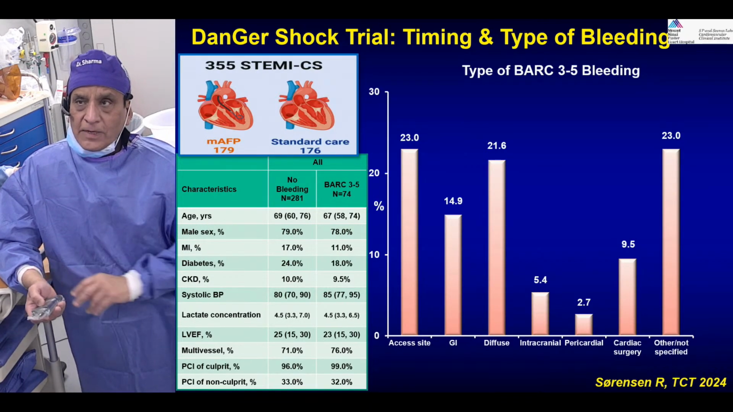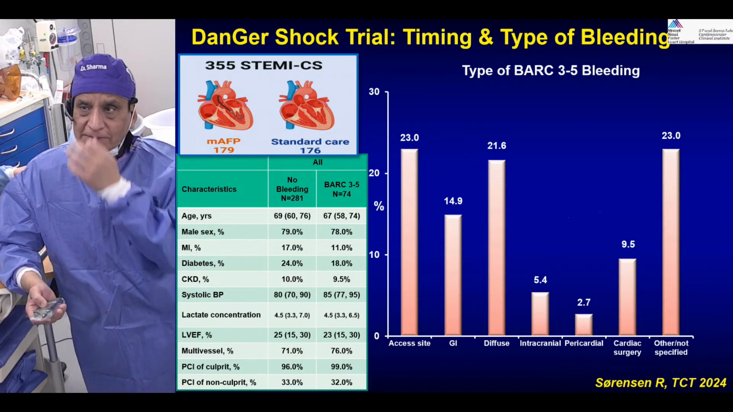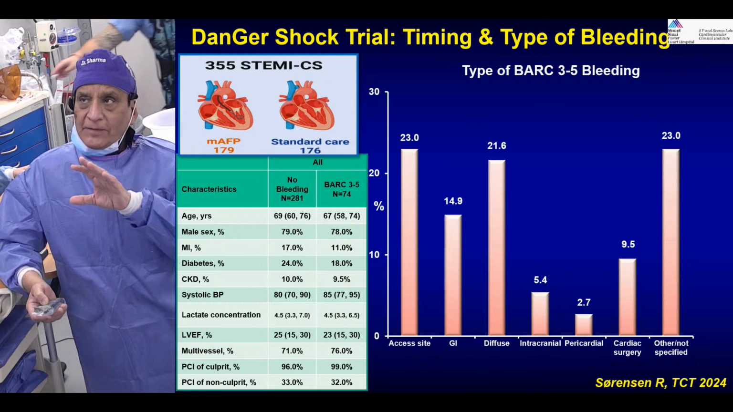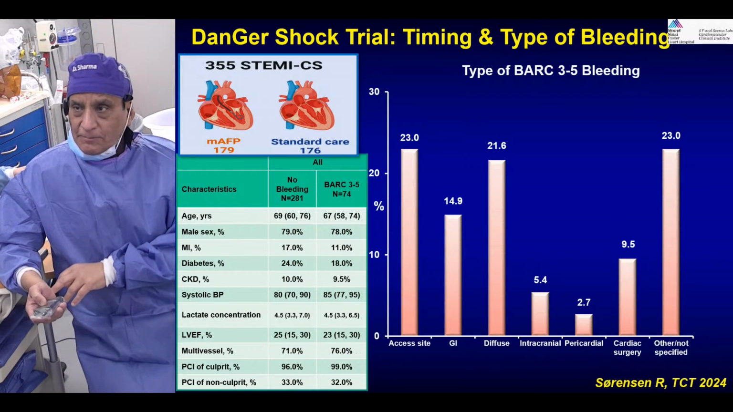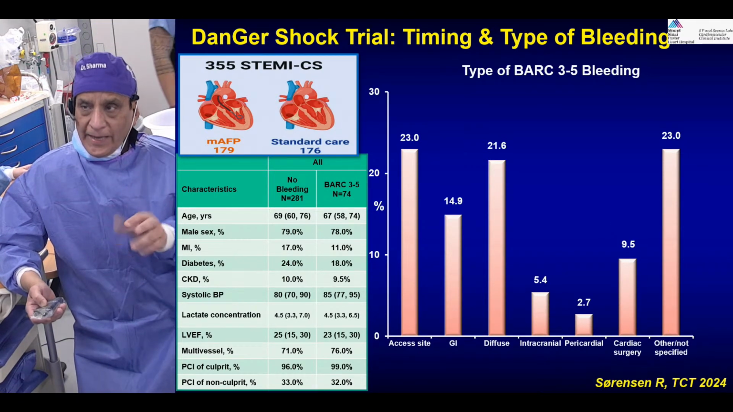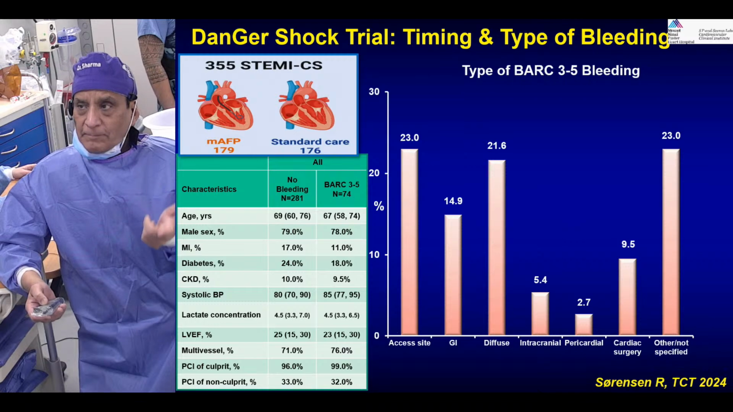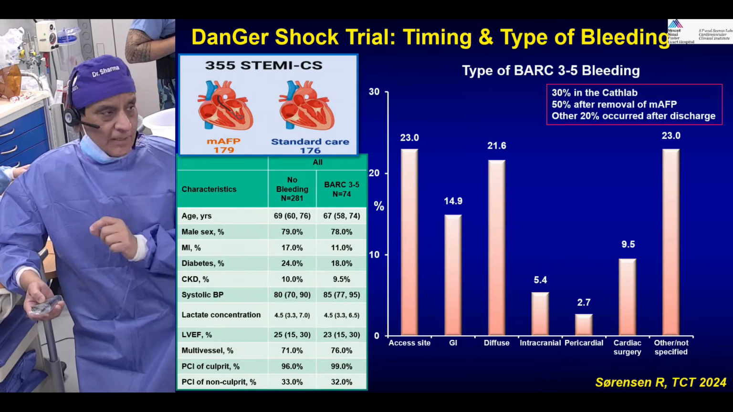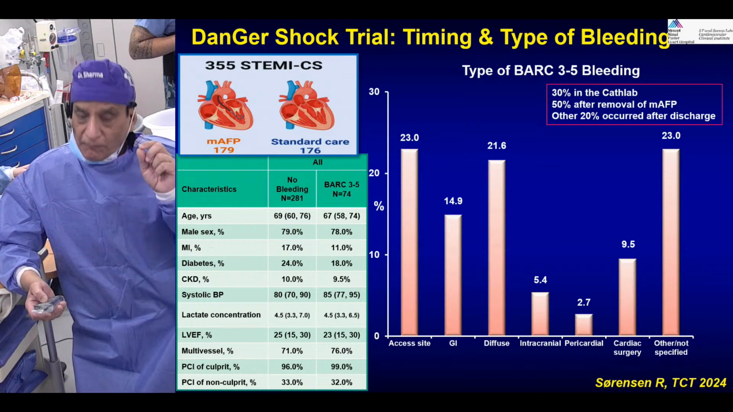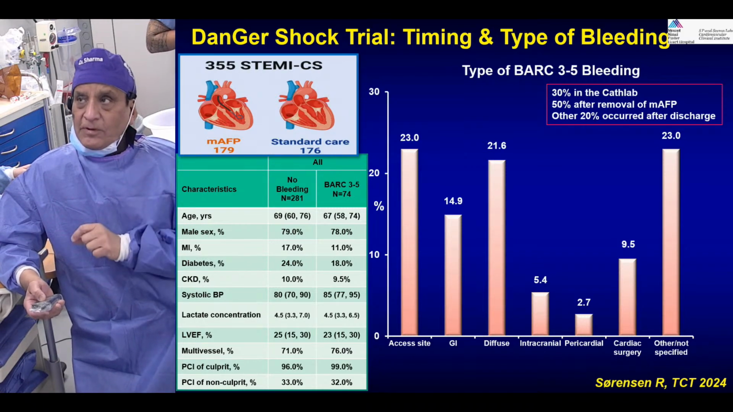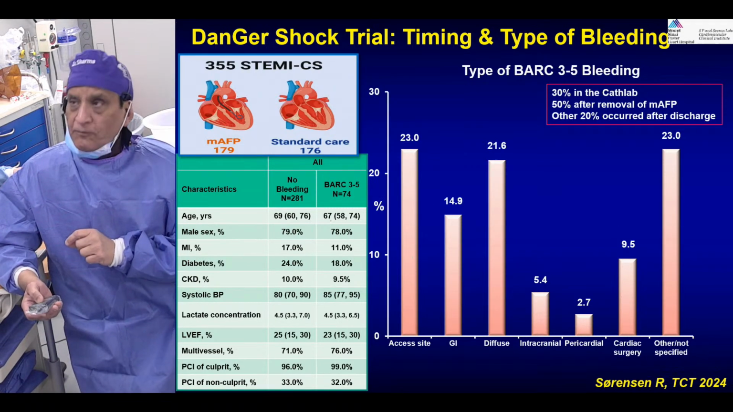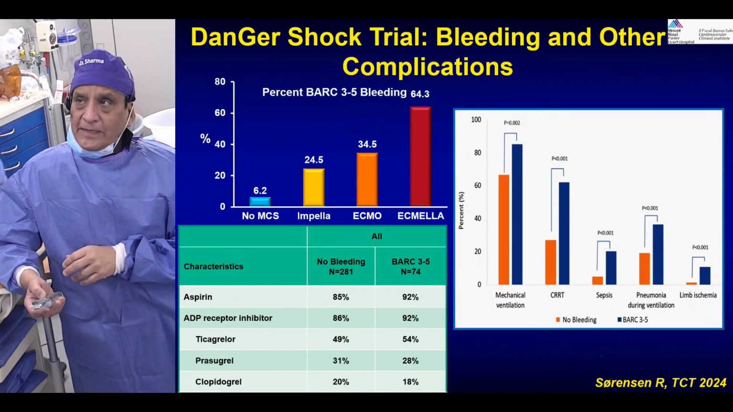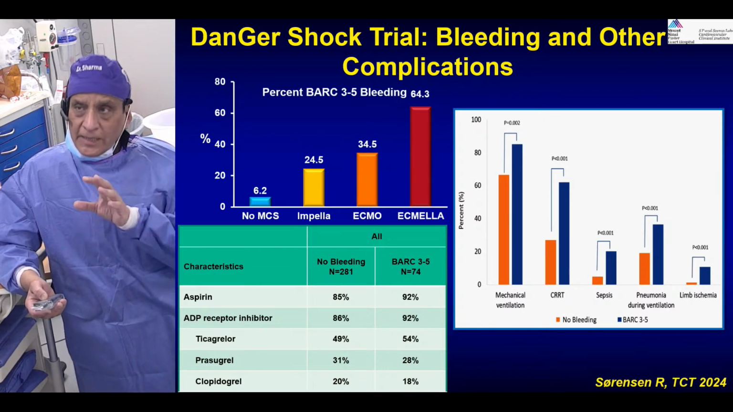They found clearly that the patients who bled had multivessel disease and more comorbid conditions, and the key is the type of bleeding, which is BARC 3 to 5, significant bleeding that can occur anywhere: access site, diffuse, intracranial, pericardial, cardiac surgery. Also important, one third of the bleeding occurs in the cath lab, but 50% occurred after removal of the microaxial flow pump, the Impella, and the other 20% occurred after discharge up to 180 days. So not all of it occurs with the device.